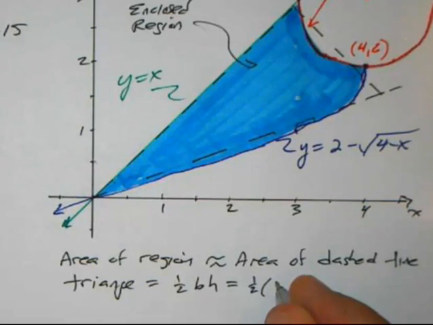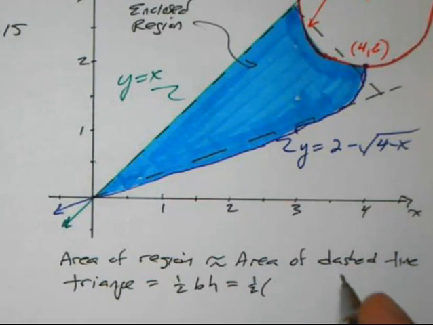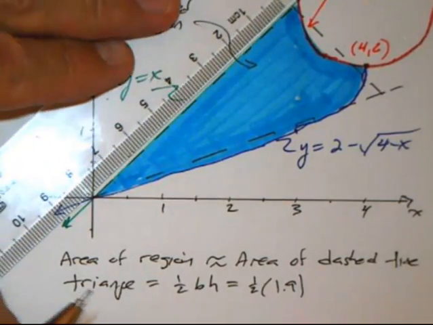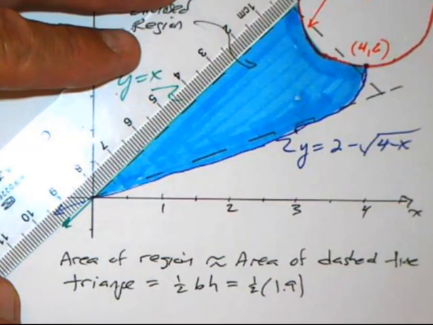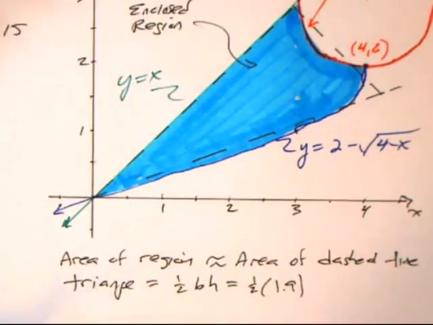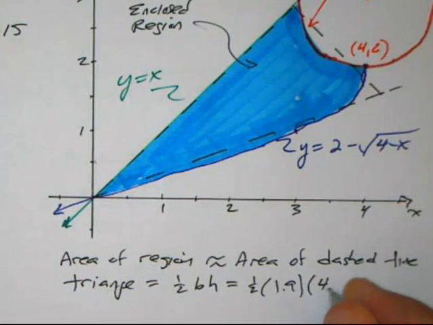3.7. Now that was 3.7 centimeters. Remember, it's 1/2 centimeter per unit here, so that is actually about 1.9 units. And the height or altitude looking to be about 8.2 centimeters. That corresponds to 4.1 units.